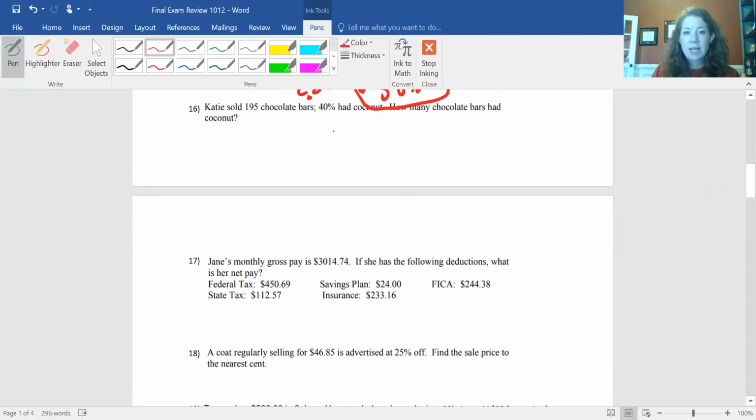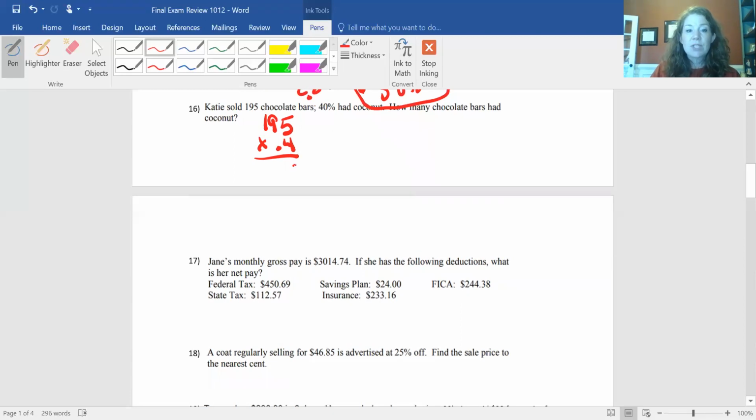All right, number 16, Katie sold 195 chocolate bars. 40% of them had coconut. How many chocolate bars had coconut? So basically we want to know what is 40% of 150. Or 195. Guys, I'm crazy. So I want to know what is 40%. So I'm going to turn 40% into a decimal.